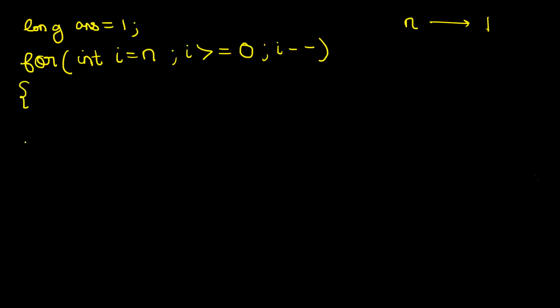Now, what do I do inside this for loop? I will do simply answer is equals to answer into I. As simple as that. This is the code. Now, one thing is, edge cases we will have to take into account.